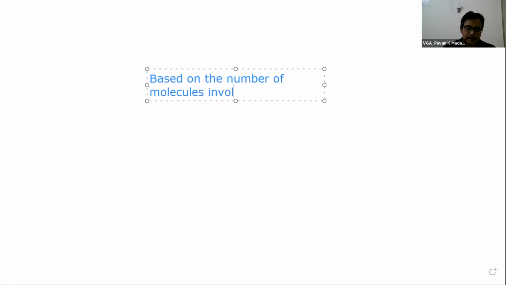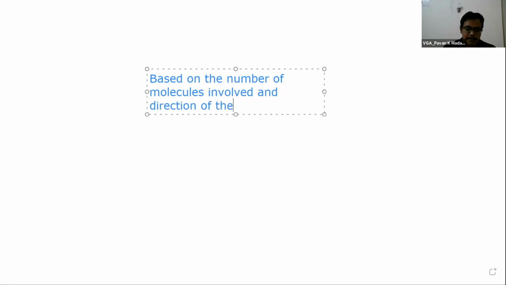So based on the direction of movement, the number of molecules involved, and direction of the movement. Okay. So number of molecules, one molecule or two molecules, is one point, and direction of the movement, in which direction they are moving, that is the second point.